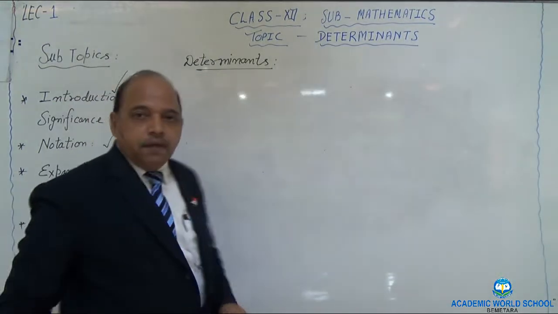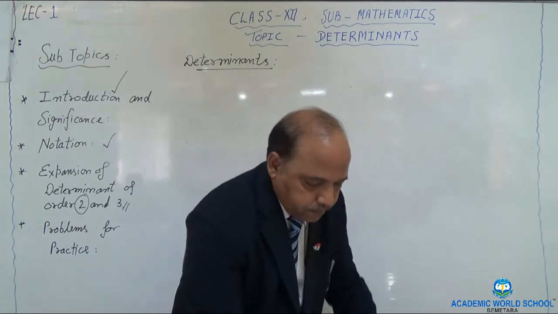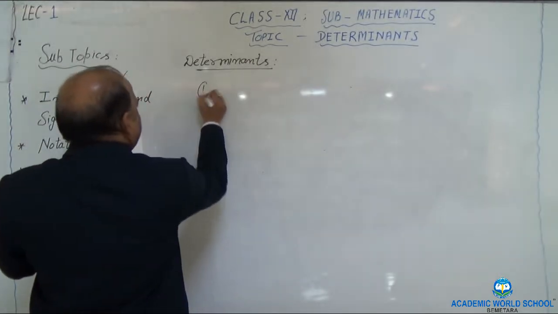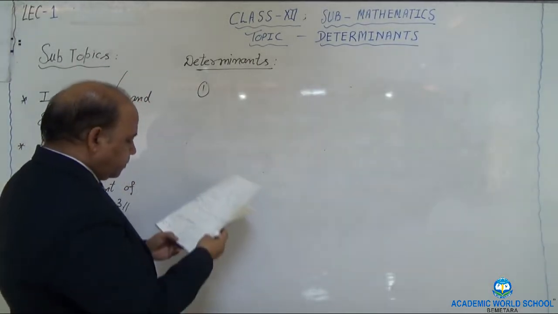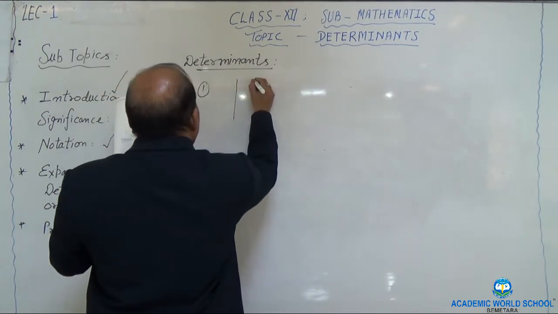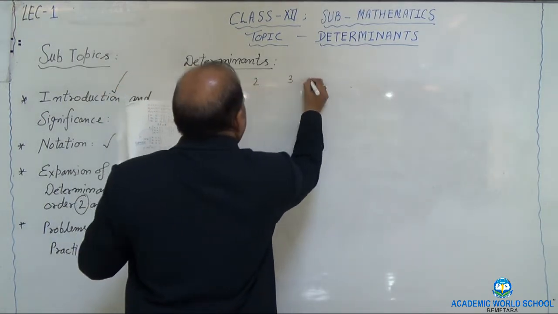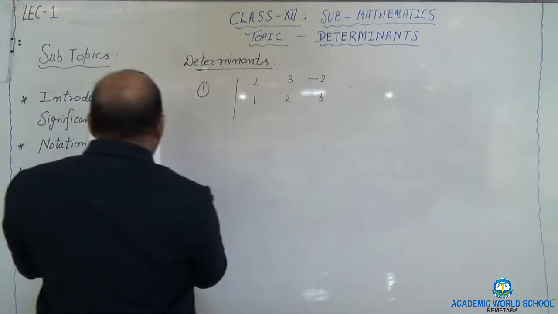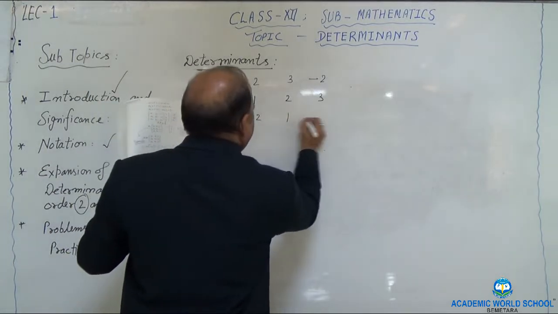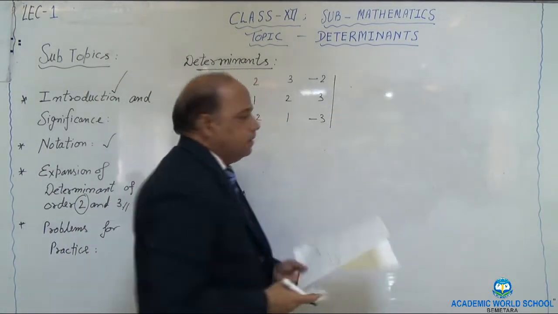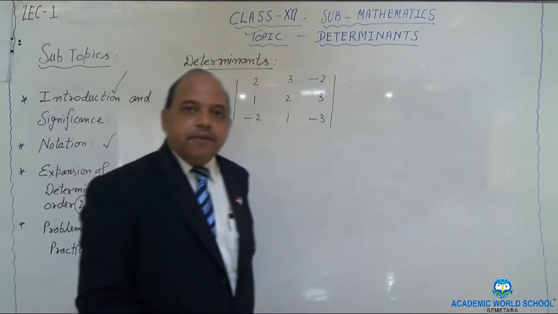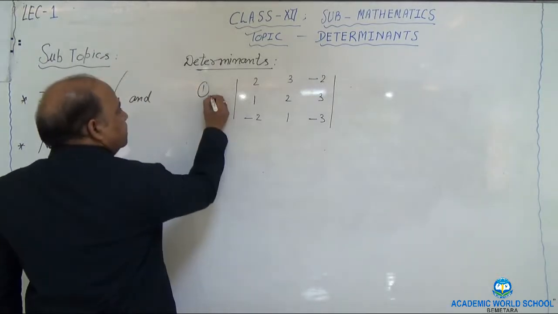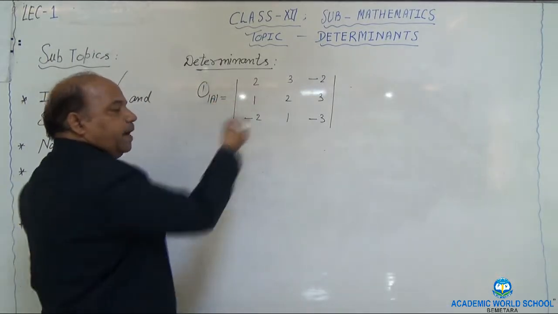So for practice, let's take up one question. The question is: 2, 3, minus 2, 1, 2, 3, minus 2, 1, minus 3. This is our determinant given, and the question is to find the value of this determinant. Let's say I am representing it by this. This is my determinant A.